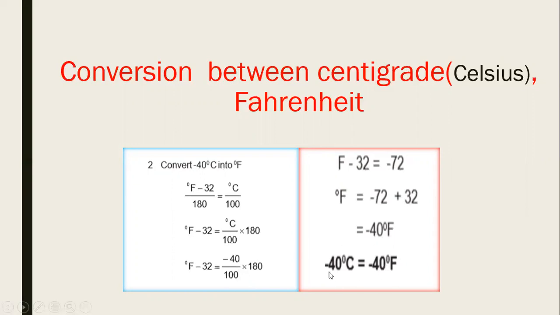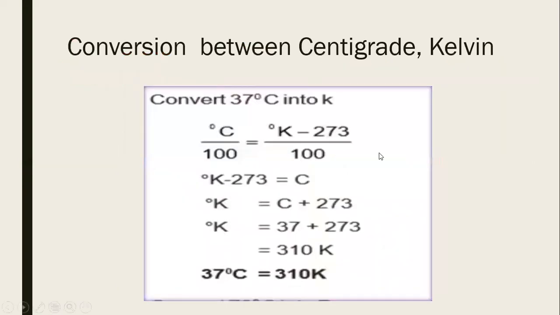So you can see one wonderful thing: minus 40 degrees Celsius is equal to minus 40 degrees Fahrenheit. At which temperature are degrees Fahrenheit and degrees Celsius the same? That temperature is minus 40. Minus 40 is where the degree Celsius and degree Fahrenheit values will be the same.